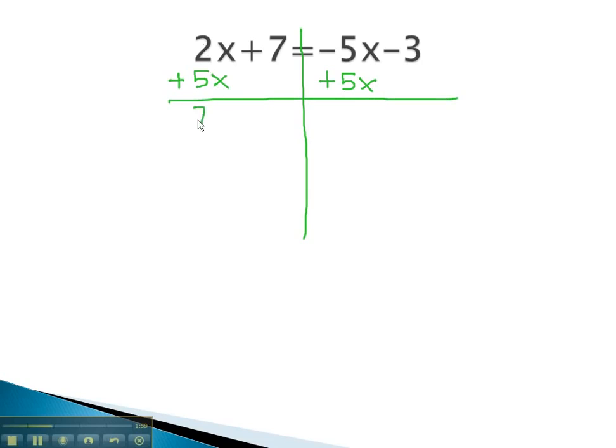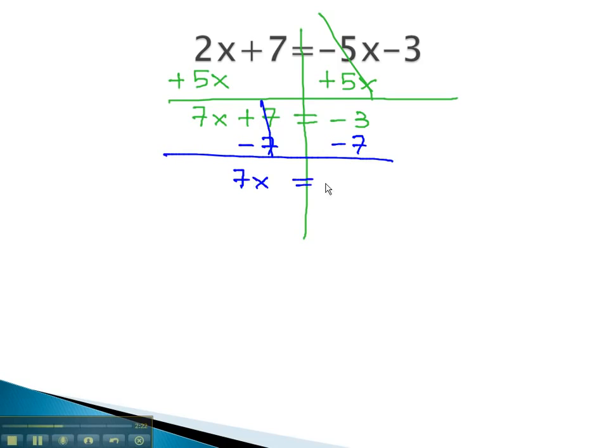Now we have 2x plus 5x is 7x plus 7. Notice the 5x's subtract out to 0, and we're just left with the negative 3. Now we have a two-step equation, which we can solve. First, we get rid of the plus 7 by subtracting 7 from both sides. We now have 7x equals negative 10. Finally, to get the x alone, we divide both sides by 7. And x is equal to the fraction negative 10 sevenths.